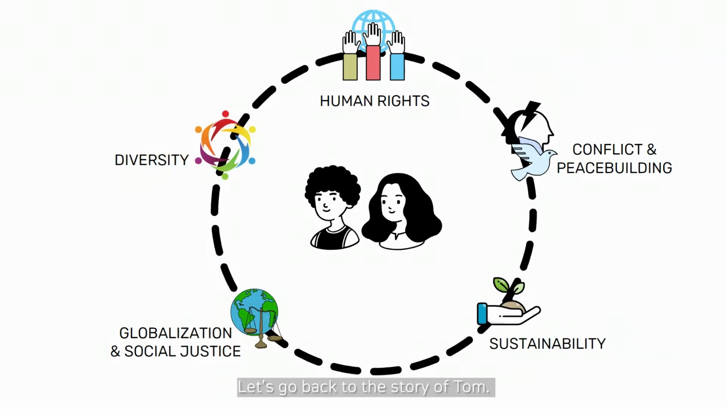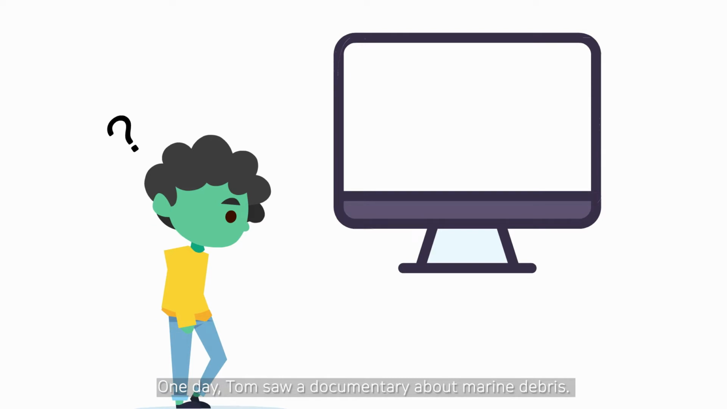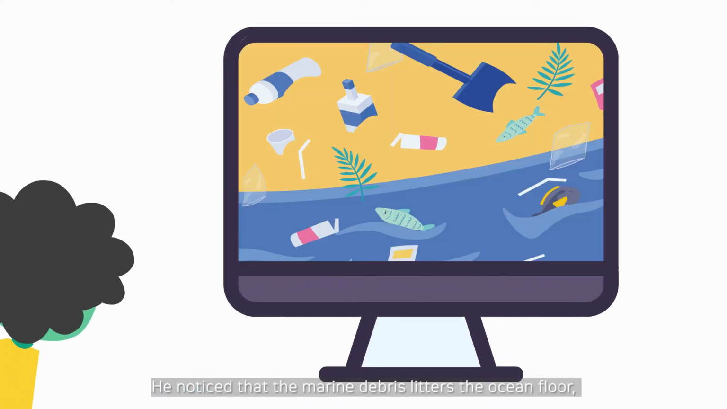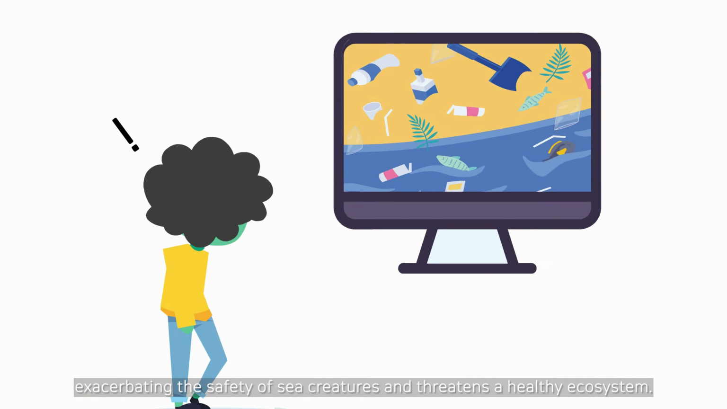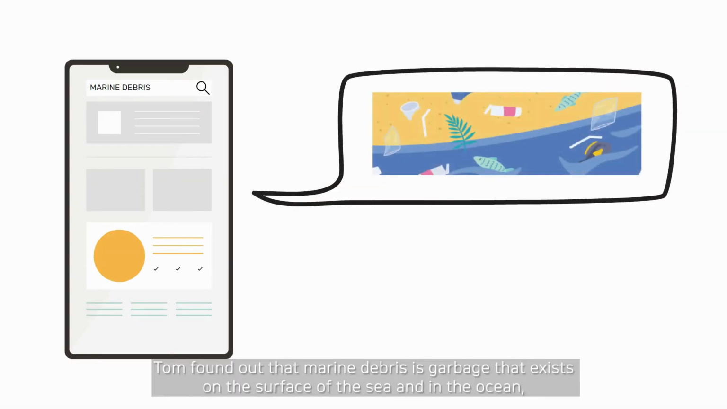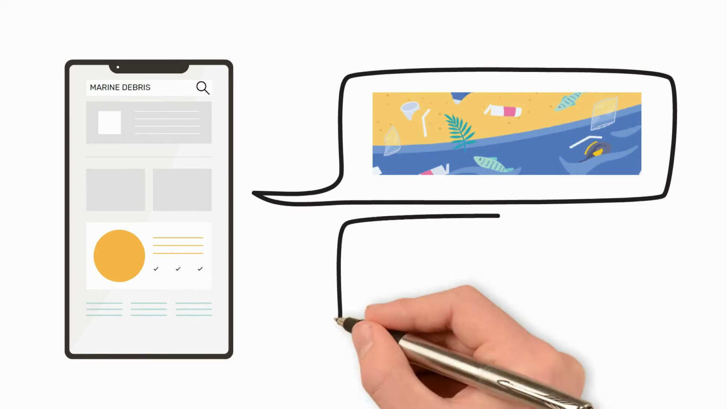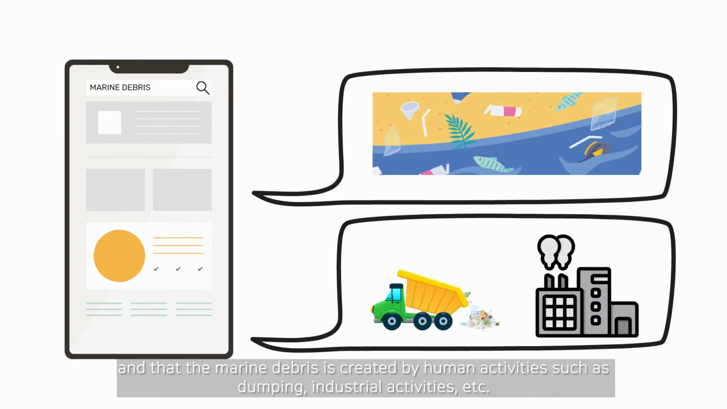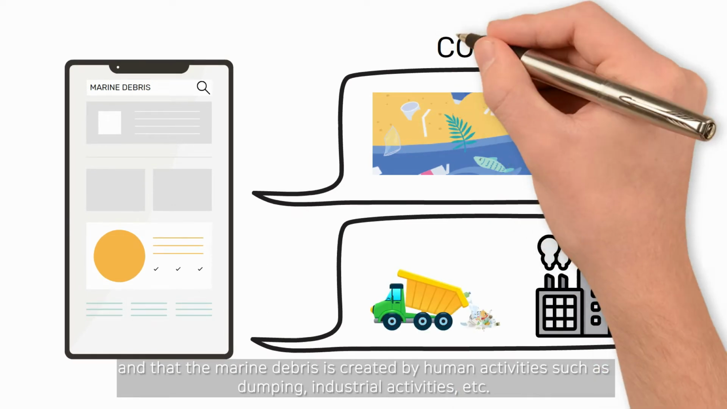Let's go back to the story of Tom. How is he going to act as a global citizen? One day, Tom saw a documentary about marine debris. He noticed that the marine debris litters the ocean floor, exacerbating the safety of sea creatures and threatens a healthy ecosystem. He started to search for what marine debris is and how it is formed. Tom found out that marine debris is garbage that exists on the surface of the sea and in the ocean, and that the marine debris is created by human activities such as dumping, industrial activities, etc.